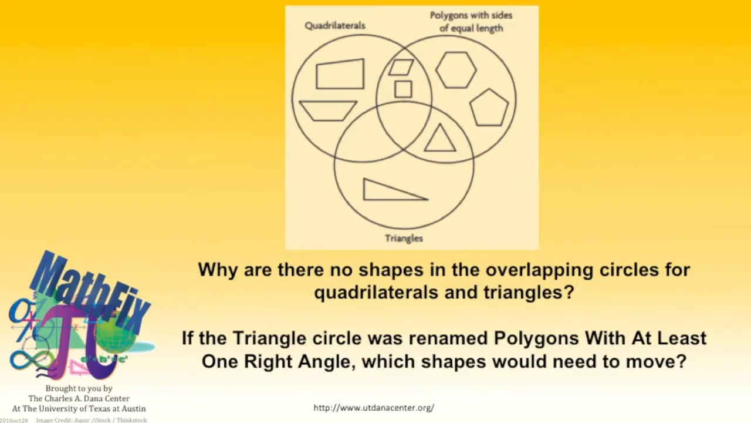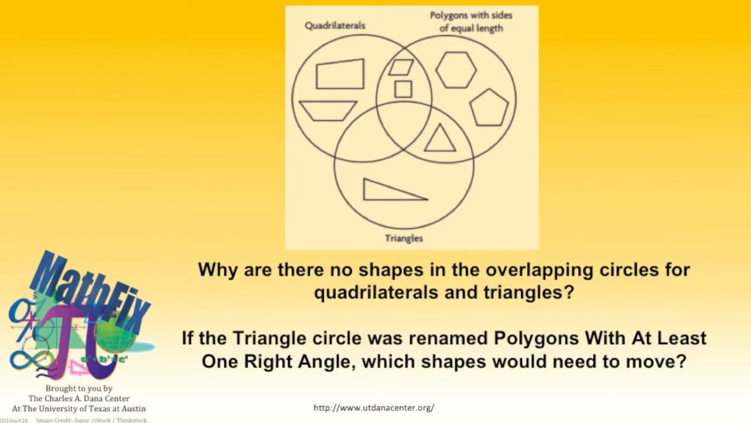Today's math fix centers around 3.G.1, understanding that shapes in different categories may share attributes, and that shared attributes can define a larger category. Further, recognizing rhombuses, rectangles, and squares as examples of quadrilaterals, and drawing examples of quadrilaterals that do not belong to any of these subcategories. This math fix is all about categorization of shapes and how shapes can fit multiple categories.